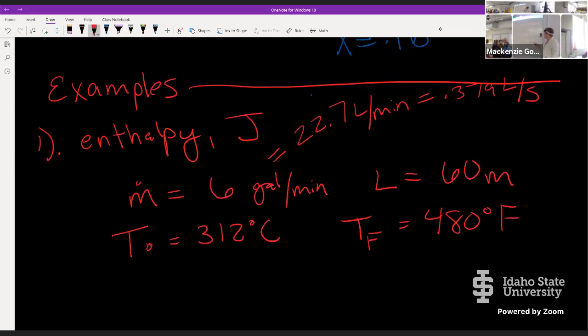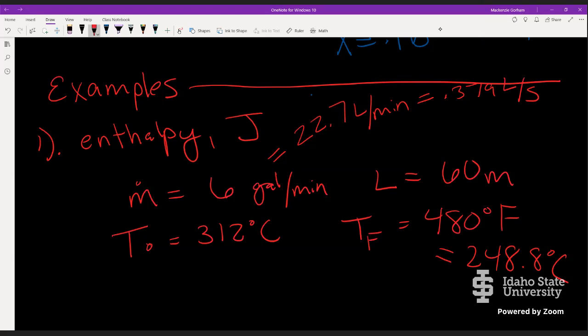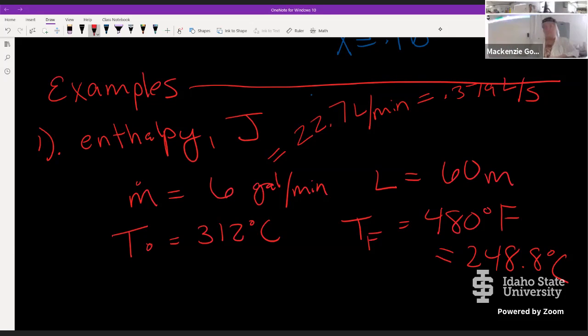So, those of you who converted that Fahrenheit to Celsius, what'd you get? 248.8. Is that what everyone got? Better check me. Is that what you got, Lynette? I didn't get there. That's what I got. So 480 degrees Fahrenheit is how many degrees Celsius? I rounded it to 249. That's perfectly fine. Okay.